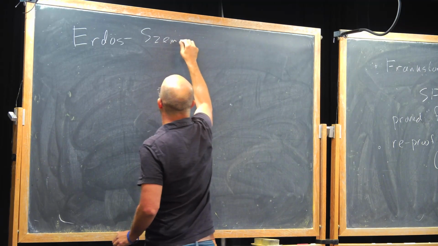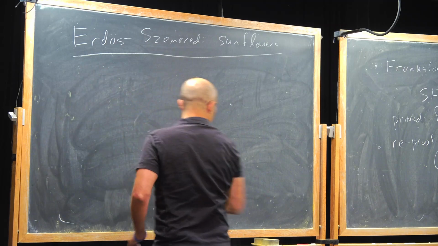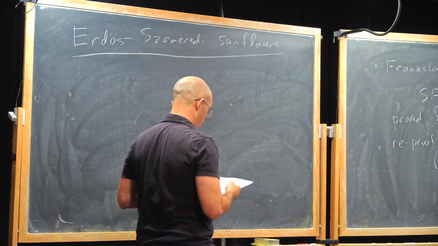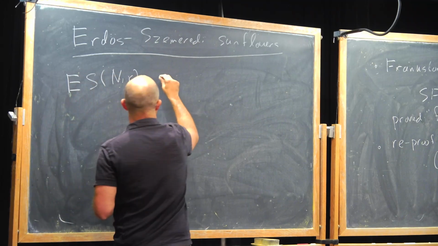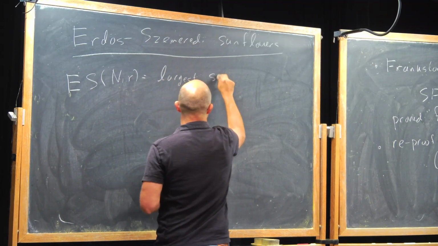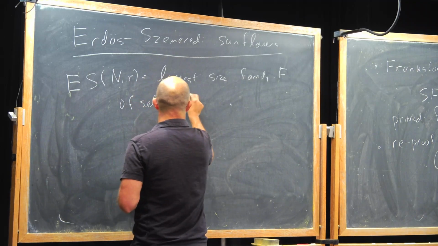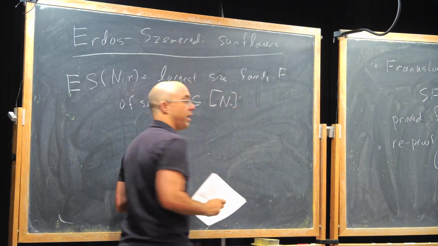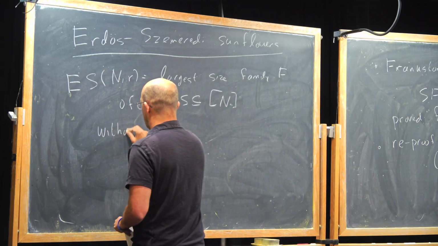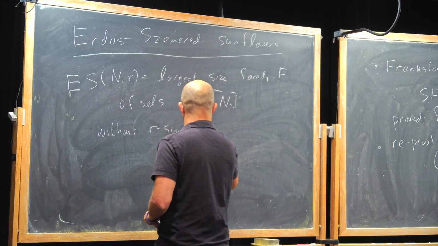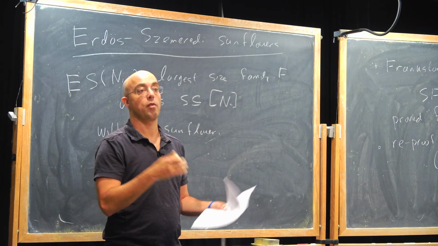Erdos summary, sunflowers. So let me denote by ES the Erdos summary. If now we use capital N for the size of the universe, and R, which will be the largest size of a family F of sets S inside some universe of capital N elements. So this just means the numbers 1 up to n, but just any set of size capital N, again, without an R sunflower. Okay? So again, it's the same type of question, except here we're not limiting the size of the sets. We are limiting the size of the universe.